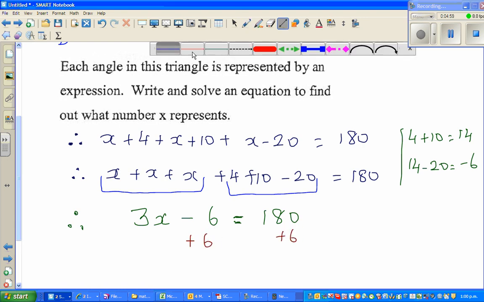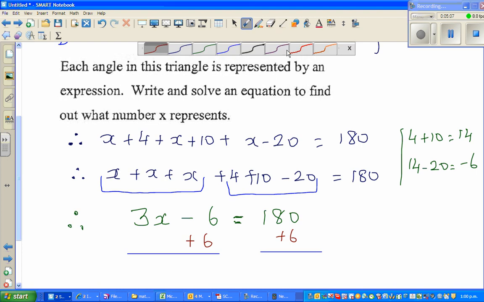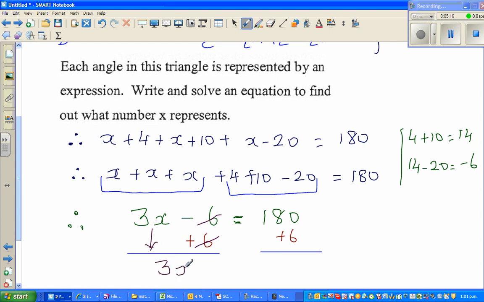So these are two sides of an equation. This is called the left hand side and this is the right hand side. So now what will happen? Change of colors. This is minus 6 and plus 6 will get cancelled. So you can bring this down, which is 3x is equal to, you have to add this, 180 plus 6 is 186.